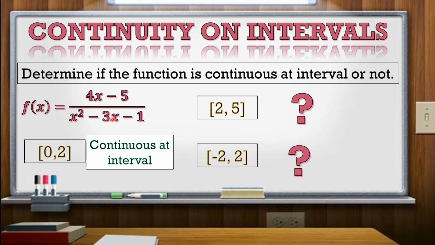How about 2, 5? So kanina, okay yung 2 continuous. How about 3? So we have 9 minus 9, that is 0.